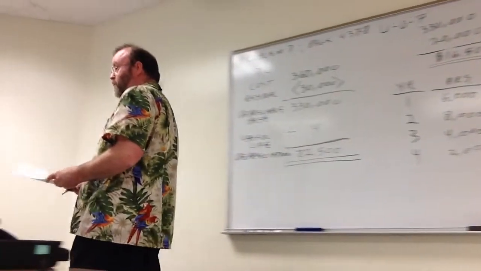Okay, are there any questions on how to compute based upon straight line, units of production, and double declining balance?